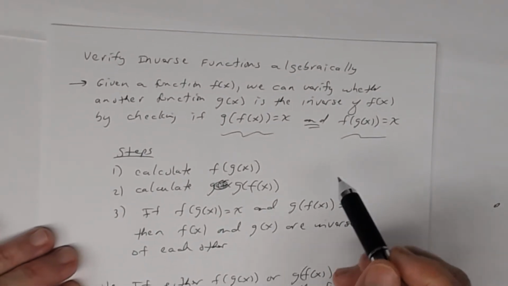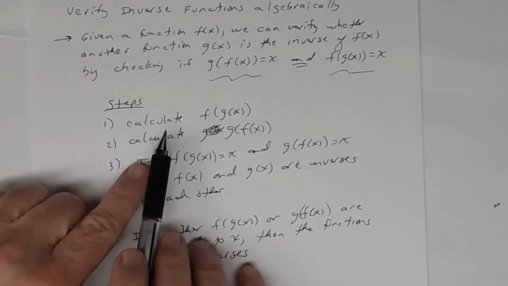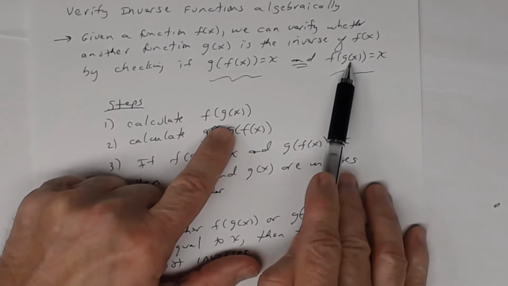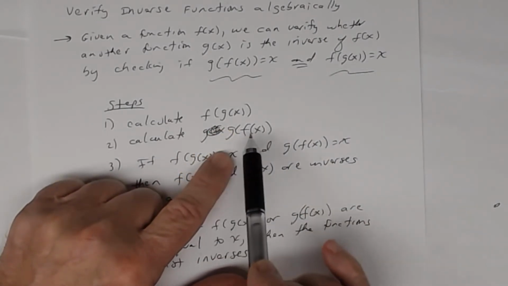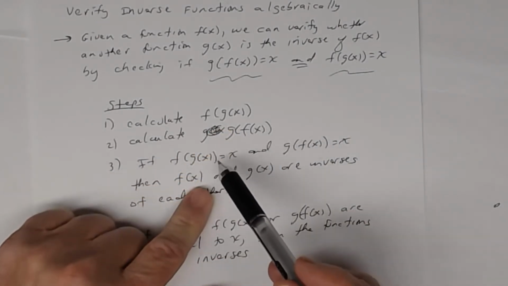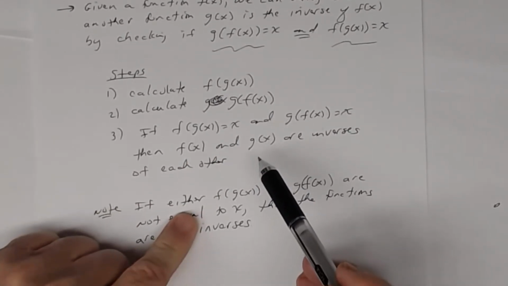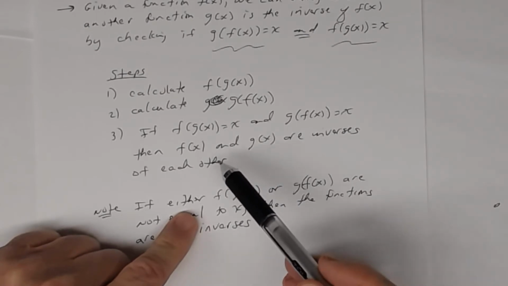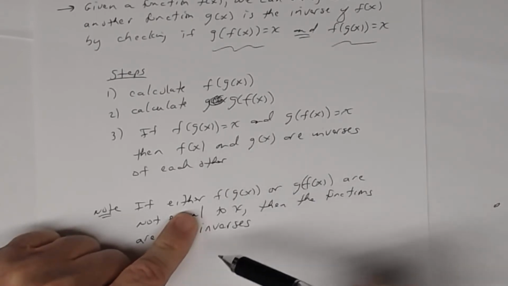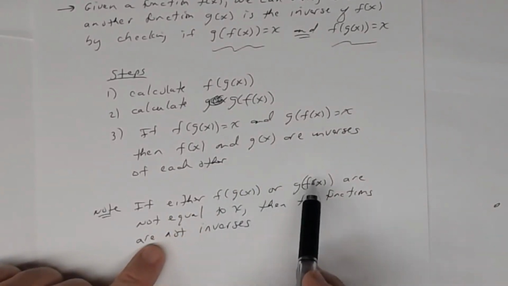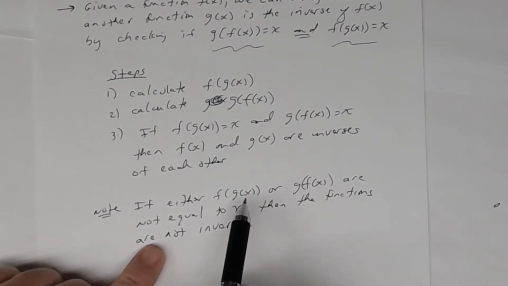The steps are: first, you calculate f of g of x. Then you calculate g of f of x, and then you verify that both of those are equal to x. If that's the case, then f of x and g of x are inverses of each other. Note that if one is equal to x and the other one isn't, then you must say that those are not inverses of each other.